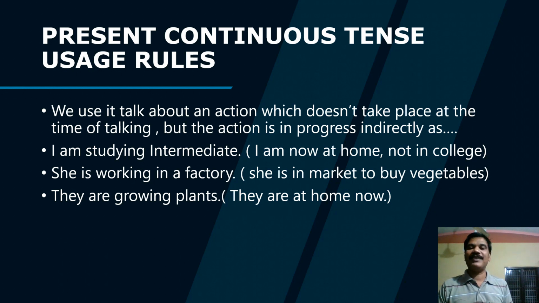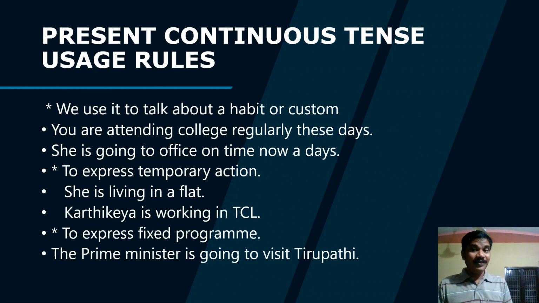She's working in your factory. She's in market to buy vegetables. They're growing plants. They're at home now. See, in these three examples, the persons are doing the work regularly, but they're not doing the work at the time of talking. In such cases, in second row, we use present continuous tense. Got it?